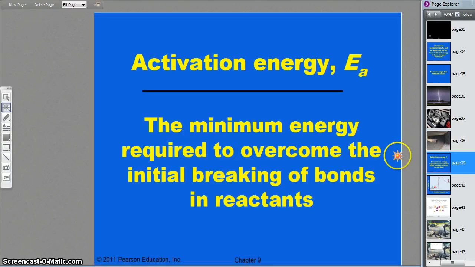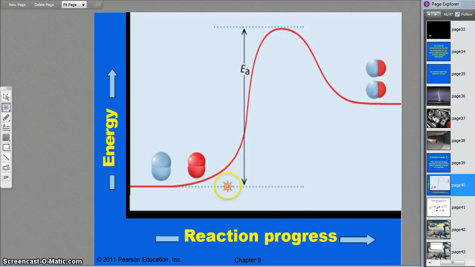So the activation energy is the minimum energy required to overcome the initial breaking of the bonds in the reactants. If you remember our reaction curve, the activation energy is the energy we need to break the bonds, to break the hold that the nitrogen atoms have on each other, or the hold that the oxygen atoms have on each other. They have to release that bond and then grab onto a different atom. And the amount of energy it takes to break those bonds, that's what we call the activation energy. That's the minimum energy required to break the bonds. And remember, we have that in a bond energy chart that's in the textbook.